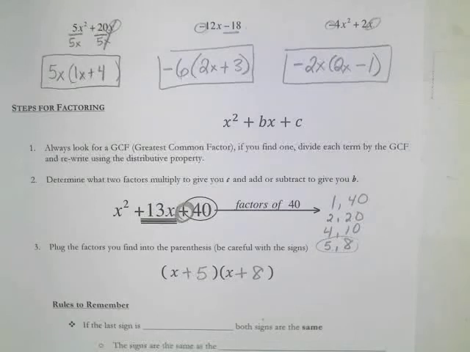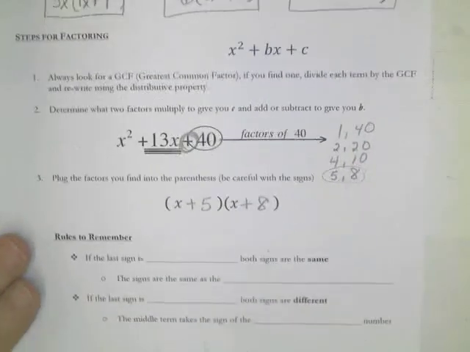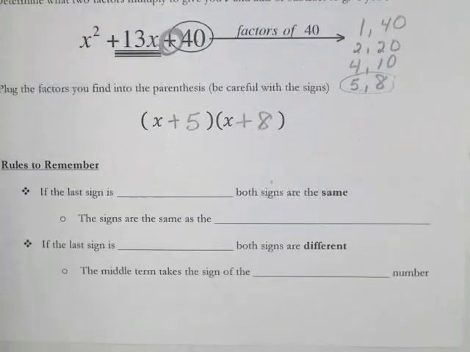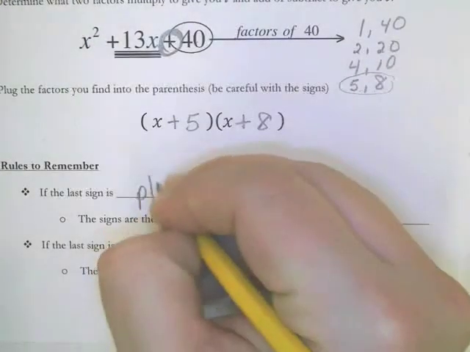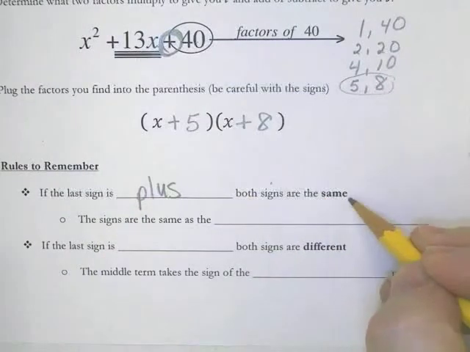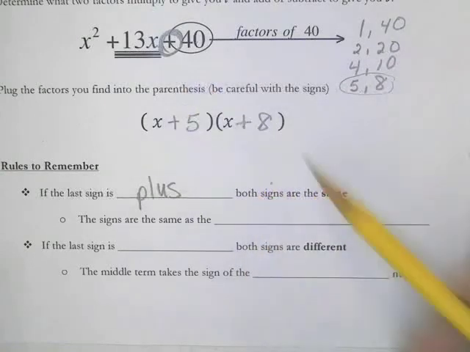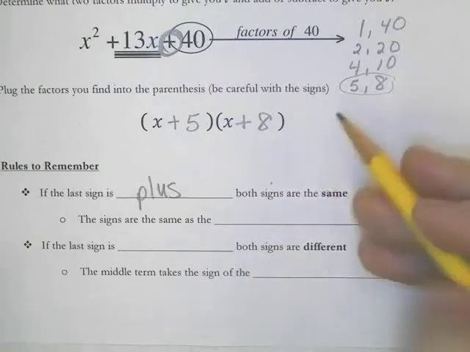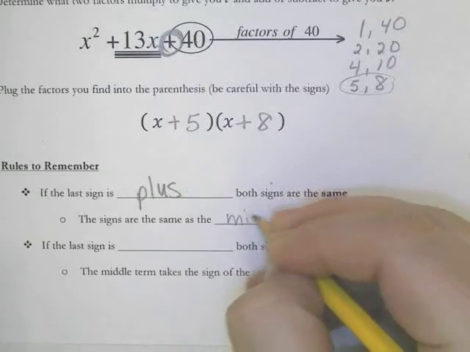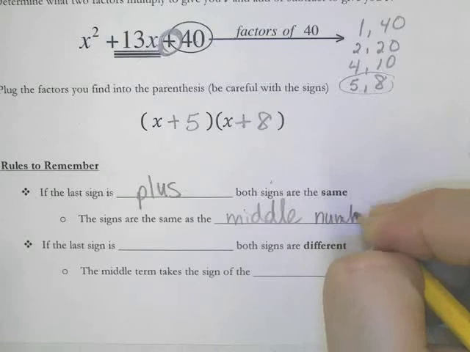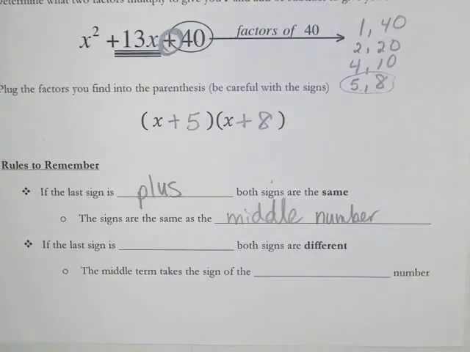All right, so before we do a bunch of practicing, let's look at these things to remember. Let's zoom in a little bit. If the last sign is a plus sign, both signs are the same. So if the last sign is a plus, both your signs are positives or both your signs are negative. The signs are the same as the middle number. So if your middle number is positive, then they're both positive. If your middle number is negative, then they're both negative.